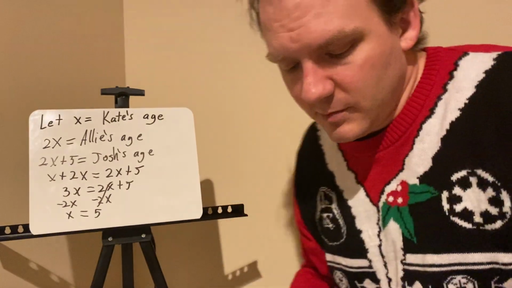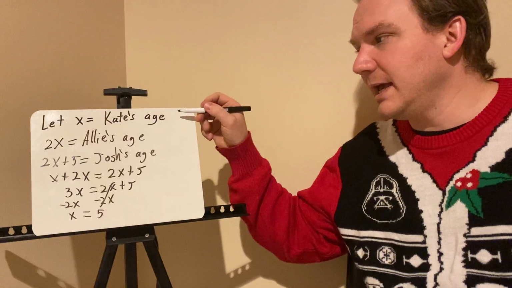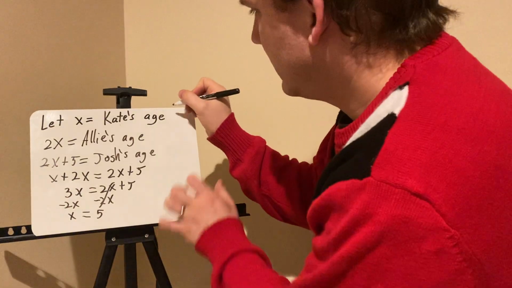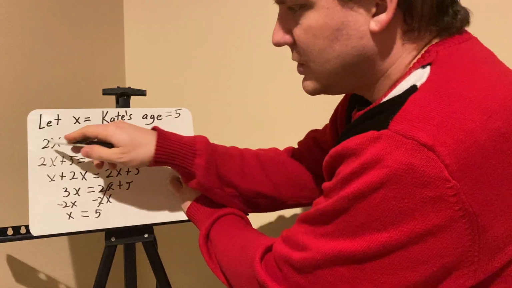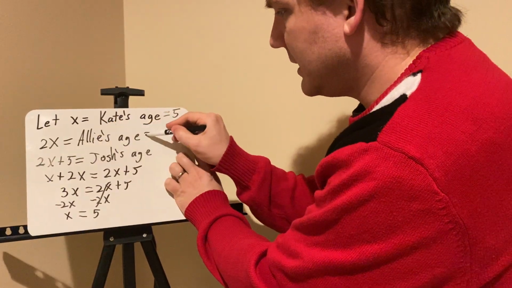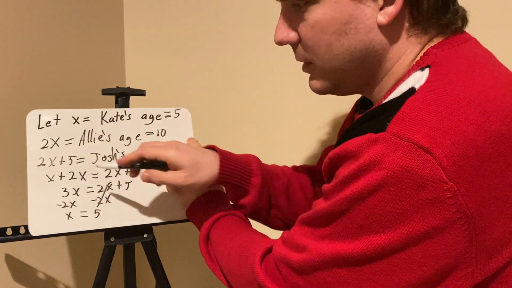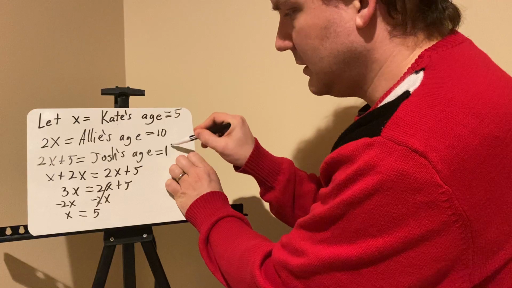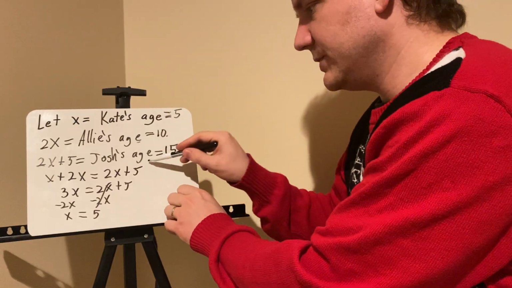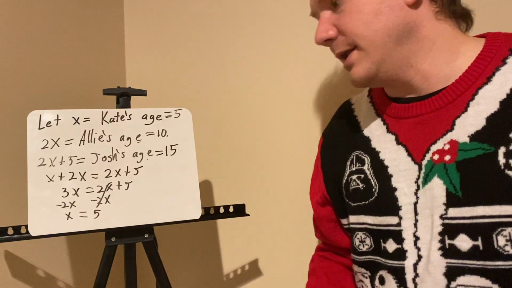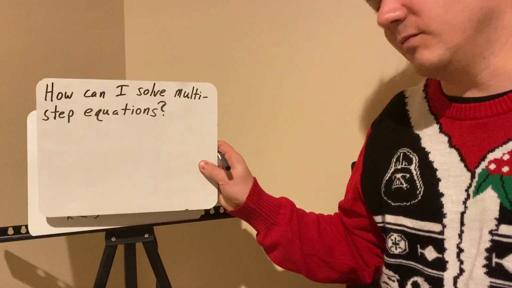We are not done because remember this problem said how old is each person? Currently we know that Kate is 5. So let x equal Kate, that equals 5. 2 times 5 is going to be 10. And then 2 times 5 is 10, plus 5 equals 15. Now we have said Kate's age is 5, Allie's age equals 10, and Josh's age equals 15. Now we have answered the question. And this is how I can solve multi-step equations.